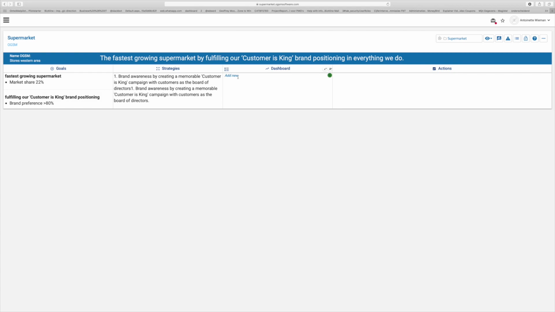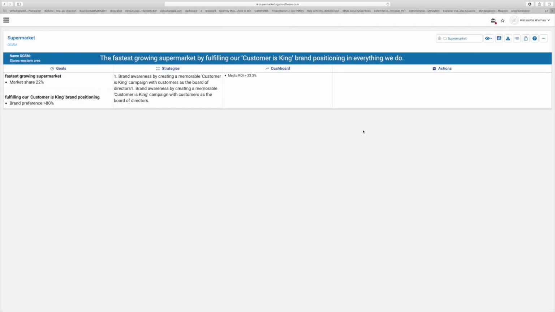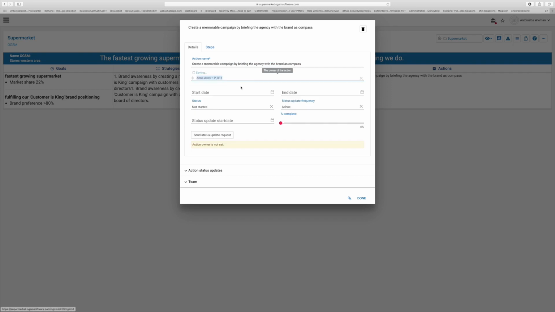Now you need to work as a team to decide the best strategies to deliver your goals. Next, you identify how you will measure the effect of your strategy and actions. These two are split by what and how.